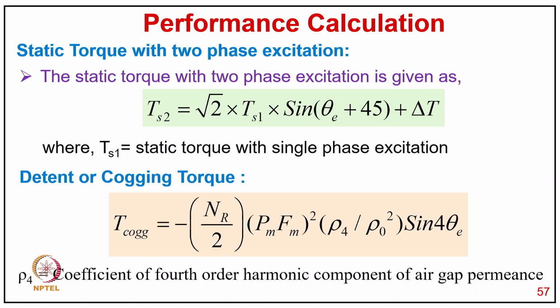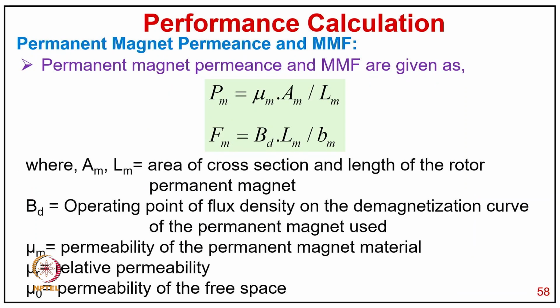Now the static torque with two phase excitation is given as TS2 equal to root 2 times TS1 times sin(theta_I + 45) plus delta T, where TS1 is the static torque with single phase excitation, TS2 is the static torque with the two phase excitation, and detent or cogging torque T_cog equals minus (Nr/2) PM FM squared in bracket (rho4/rho0) square into sin 4 theta_I, where rho4 is the coefficient of the fourth order harmonic component of air gap permeance.